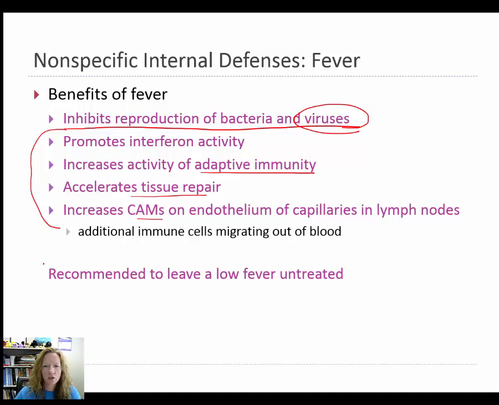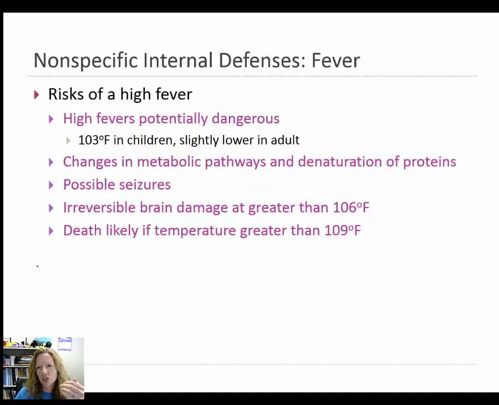However, you've got to make sure that you're constantly monitoring that fever, because if it gets too high, like 103 in children, that is a high fever, and it's slightly lower in adults. What happens is it gets to the point where proteins start to denature. And if you have proteins denaturing, then they are not doing the function that they're supposed to do. It also changes metabolic pathways. Seizures can occur. So look at that. You have irreversible brain damage at anything greater than 106, and death is likely over 109.